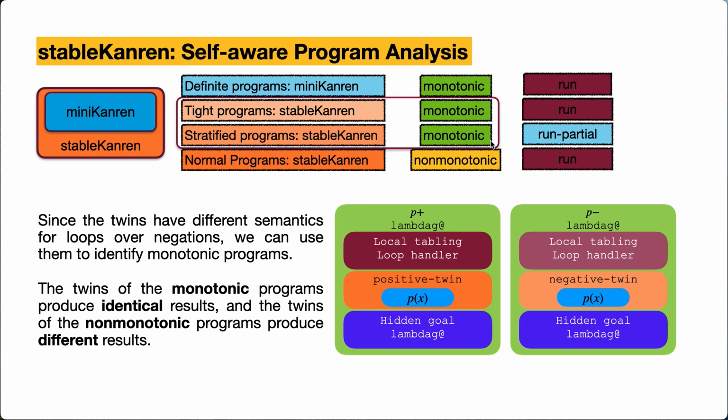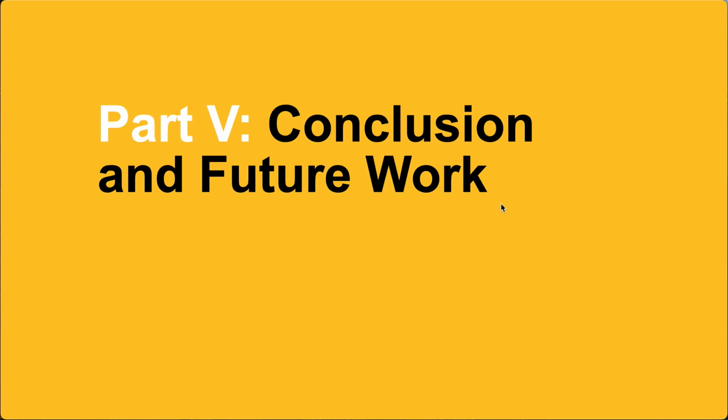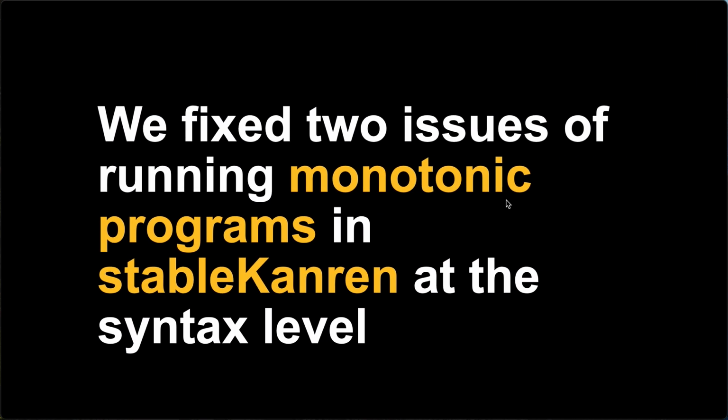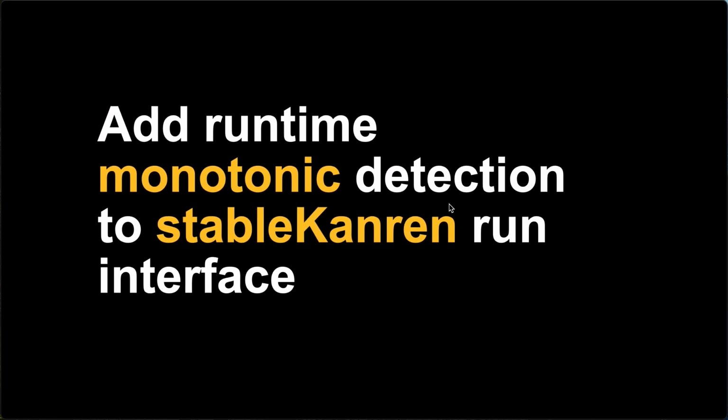Now, if we add these things into the run interface, the run interface becomes smarter. We unify everything under the run keyword, and no more run partial is needed. So, the conclusion and future work. In conclusion, we fixed the two issues of running monotonic programs in stableKanren at the syntax level. However, there are still some issues at the runtime level. This monotonic detection still needs to be added into the stableKanren run interface.